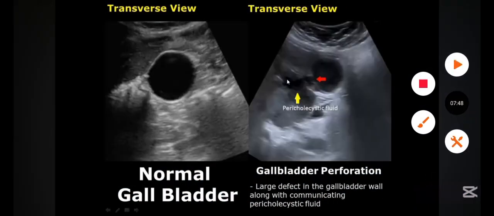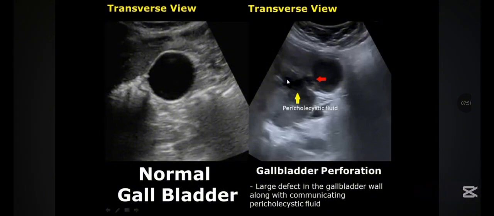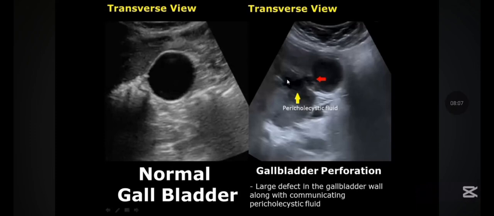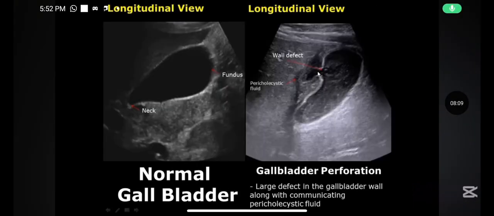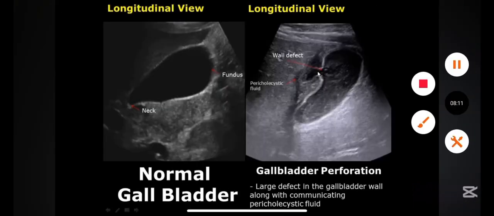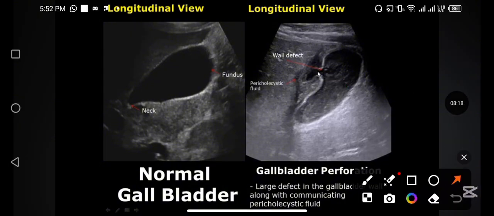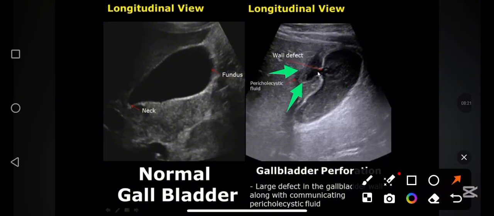Next topic is gallbladder perforation. Gallbladder perforation is a large defect in the gallbladder wall along with communicating pericholecystic fluid. In the longitudinal view of the gallbladder, you can clearly see there is a defect in the gallbladder wall. Pericholecystic fluid is a strong sign of gallbladder perforation.